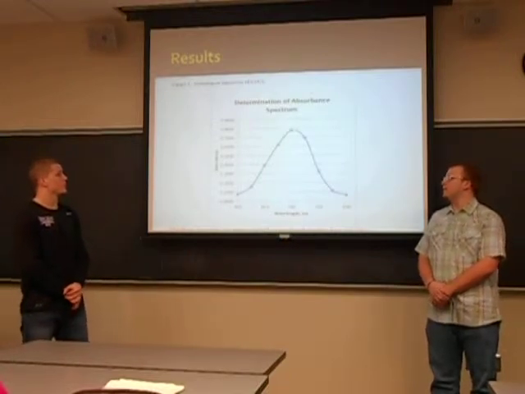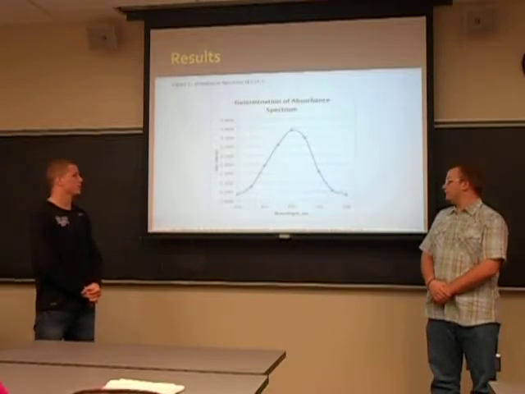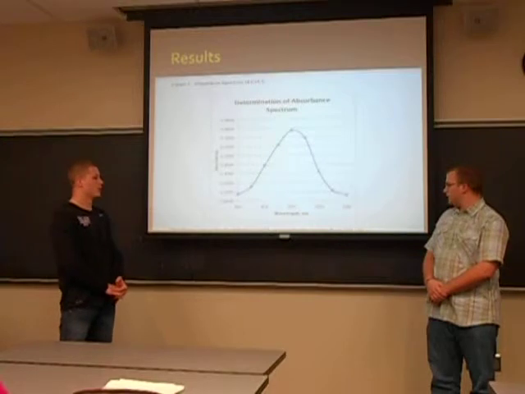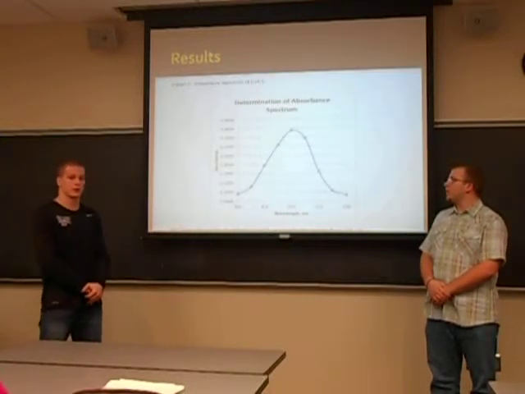Here's our absorbance spectrum of cobalt-2 chloride, and this figure shows how the wavelength and absorbance were related, and how absorbance was at its highest. And when the absorbance was highest, we had the wavelength of 500 nanometers, which was our lambda max.